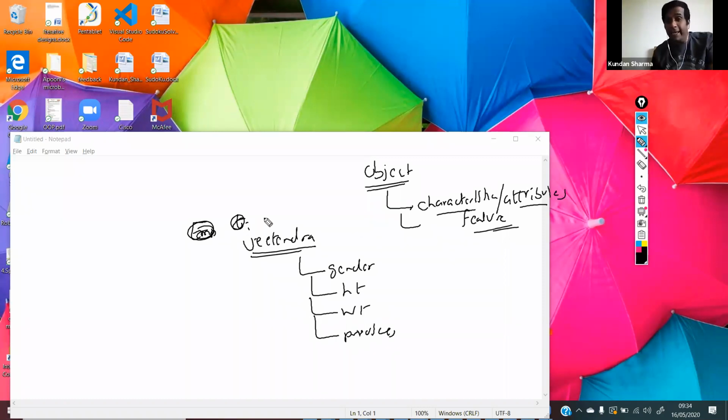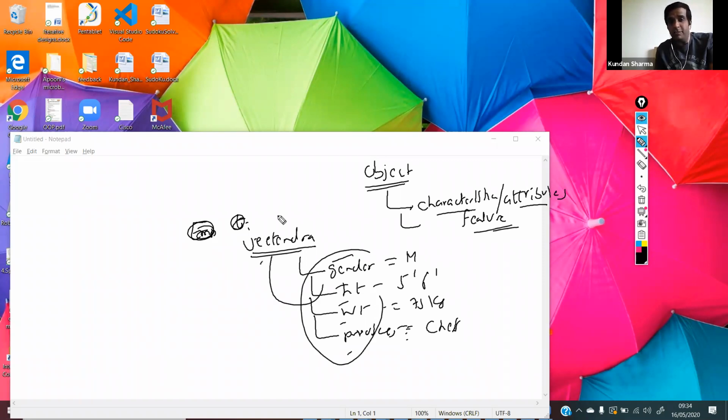So Jitendra is somebody whom I can physically see. And Jitendra has certain attributes: gender, height, weight, and profession. Gender is male. Height is, let's say, 5 feet 6 inches. Weight is, let's say, 75 kg. And profession is, let's say, he is working as a chef. So these are the characteristics which describe this something which I'm calling an object. Jitendra has these characteristics, and the values of these attributes are male, 5 feet 6 inches, 75 kg, and the profession is chef.